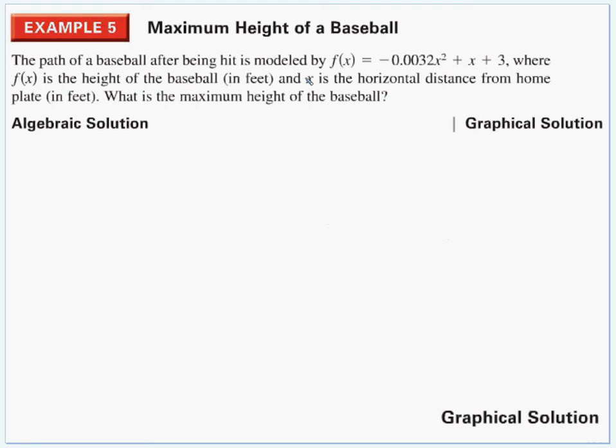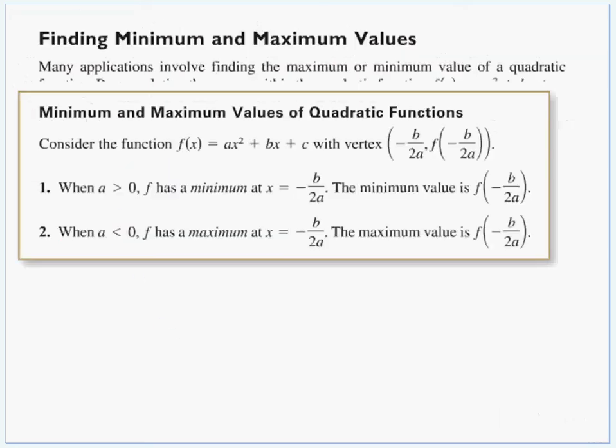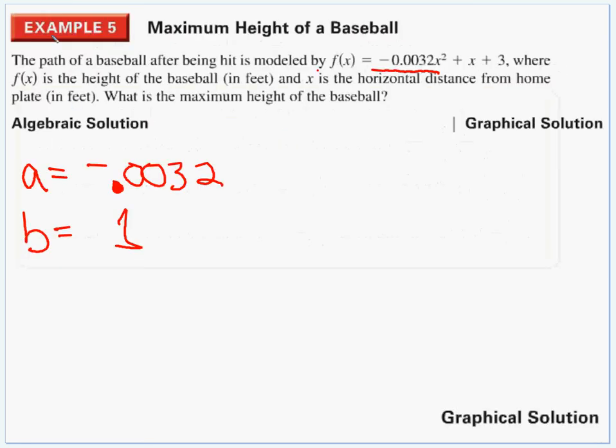So let's see here. I'm just going to underline this in red. Here's our A value. Remember, we need A, B, and C if we're doing the quadratic. So here our A value is negative 0.0032. Our B value is 1. And we don't need the C value for this. If I go back there, remember, it's just negative B over 2A.